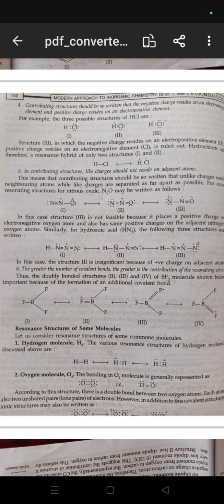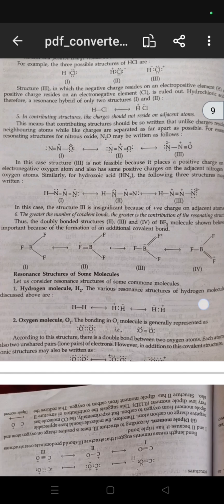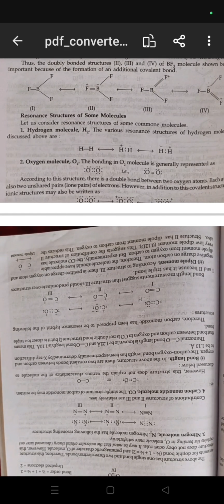Resonance of some molecules. Let us consider resonance structures of some common molecules. First, hydrogen molecule. The various resonance structures of the hydrogen molecule are discussed below. Second, oxygen molecule. The bonding in the O2 molecule is generally represented as below.